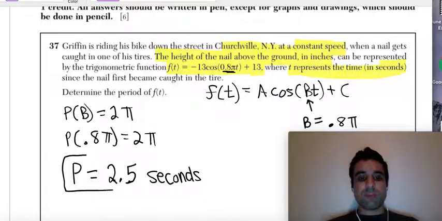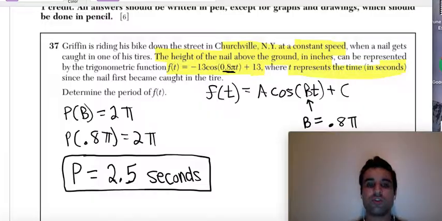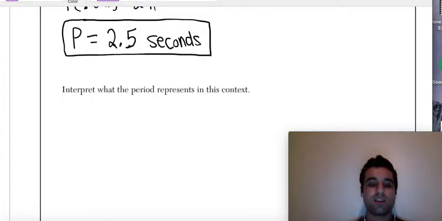And what does it represent in this context? It's the time it takes the nail to return to the ground after the tire makes one full rotation. So the period is 2.5 seconds. If I see the nail gets caught, the tire spins, makes a full rotation, boom, the nail returns to the ground.